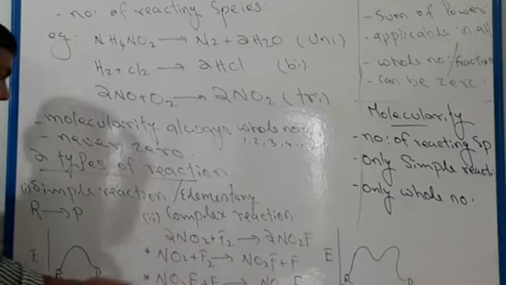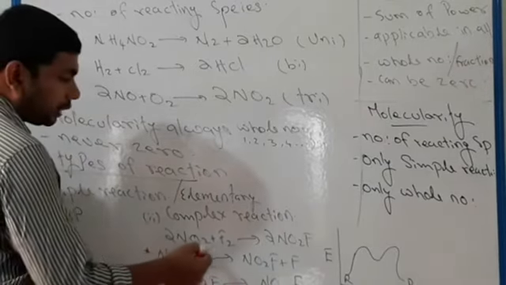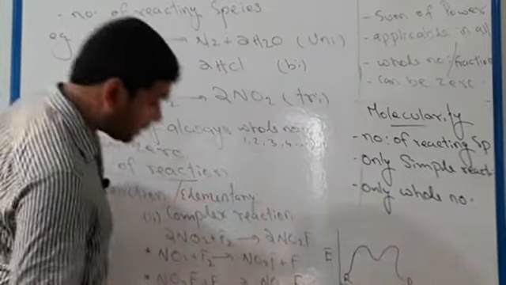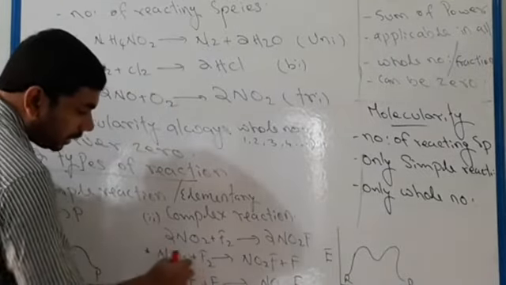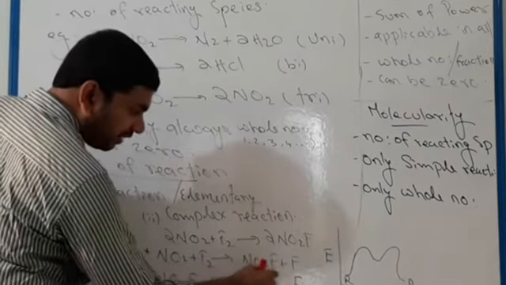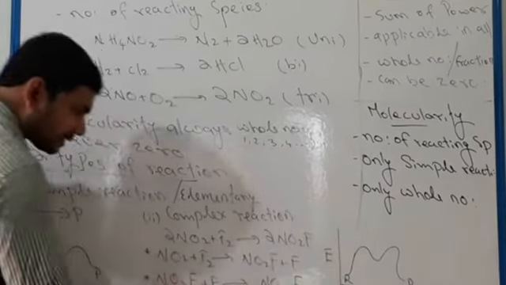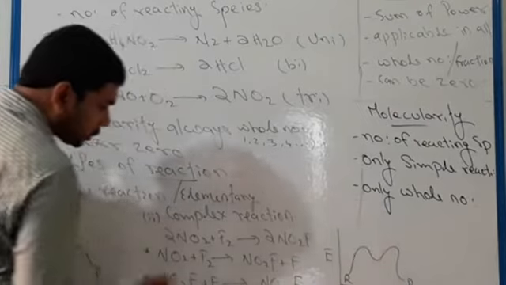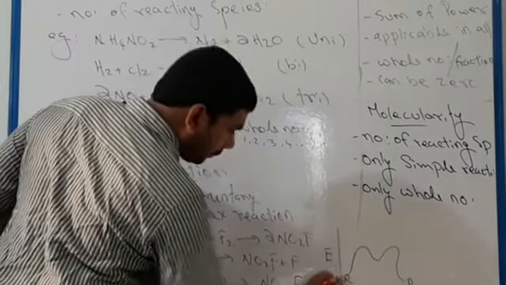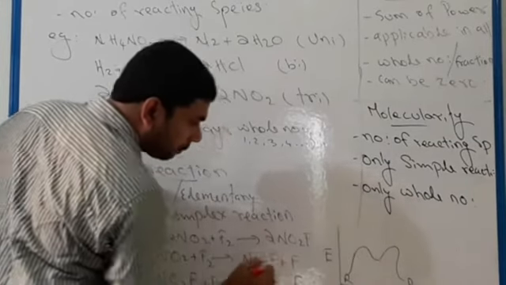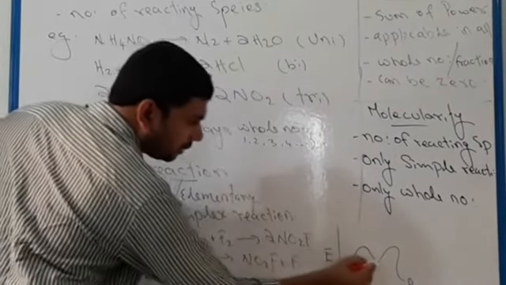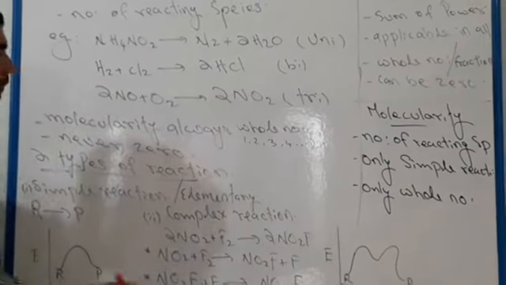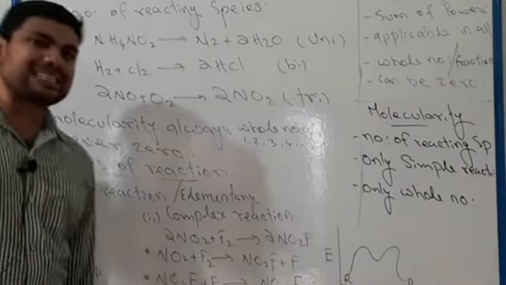Complex reaction example, 2NO2 plus F2 giving 2NO2F. This chemical reaction takes place in two steps. First step, NO2 plus F2 giving NO2F. Here fluorine is released. In the second step, that fluorine reacts again, giving the complete product. So here there are two steps. That's why NO2F is the activated complex. This NO2F again reacts with the fluorine and the final product is formed. This type of chemical reaction is called a complex reaction.